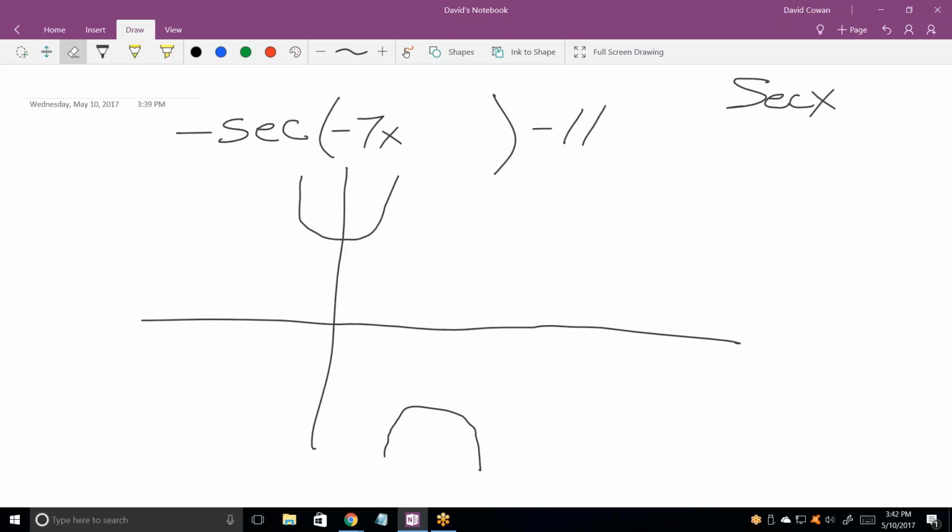So let's deal with this negative sign. What are the implications of that negative sign? Well, that would flip it, but then the negative in front of the 7 would also flip it. Let's do it one at a time. The first one's over the x-axis. So the first flip I'm going to draw in red. There's what negative secant x looks like.